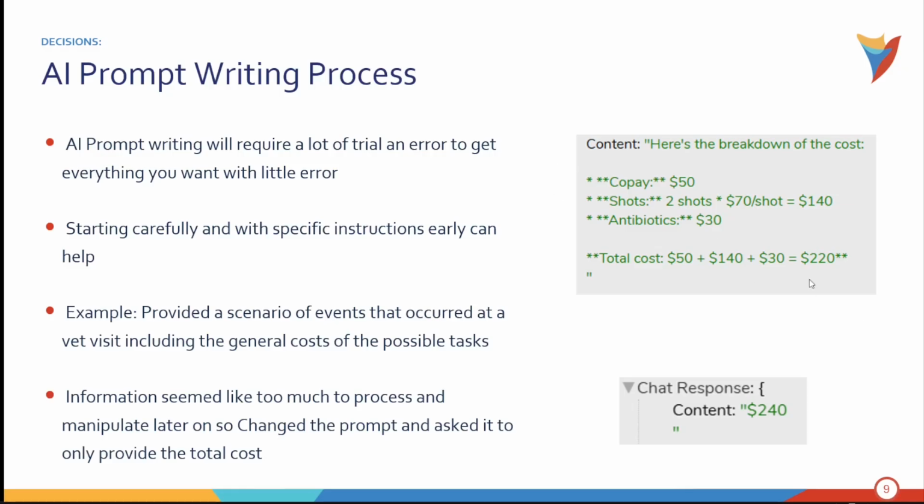So here, I just provided information that detailed what happened at a vet visit, as well as a list of the costs of different things that could potentially happen at the vet visit. And so the AI was reading this, and according to that, there was the copay that it had to pay. There were two shots given for $70 each, and antibiotics. And so AI output this, and I just told it to output the results, and it gave a full breakdown with all this information. Now, if I'm trying to use decisions to take that data and do something with it, it might be a lot more difficult to remove all the unnecessary information, the information that decisions doesn't want, in order to continue this process automatically.